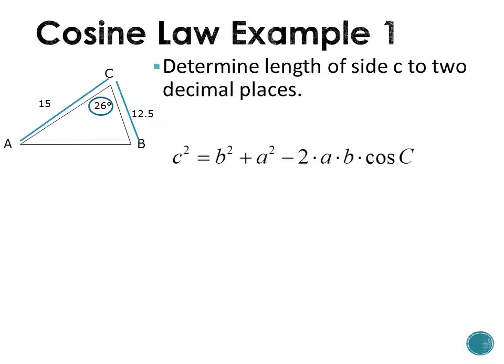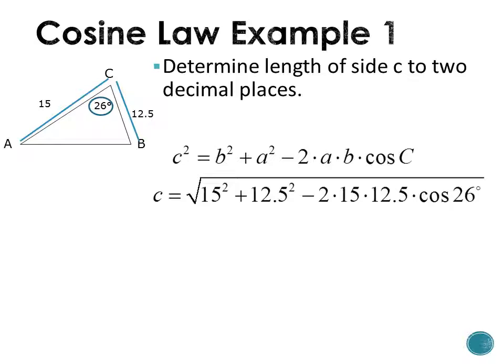So if we substitute in the B side, the A side, and the angle C that we're given, we end up with this. I've square rooted both sides, so I get C equals the square root of 15 squared plus 12.5 squared minus 2 times 15 times 12.5 times the cos of 26 that we were given as angle C. You can do that in one great big step in your calculator, or you can do it in separate steps. Just be careful how you put it in. Please make sure you double check this on your calculator so you're putting it in correctly. So work it out, and we end up with C rounded to 2 decimal places as 6.65. So there's our final answer.